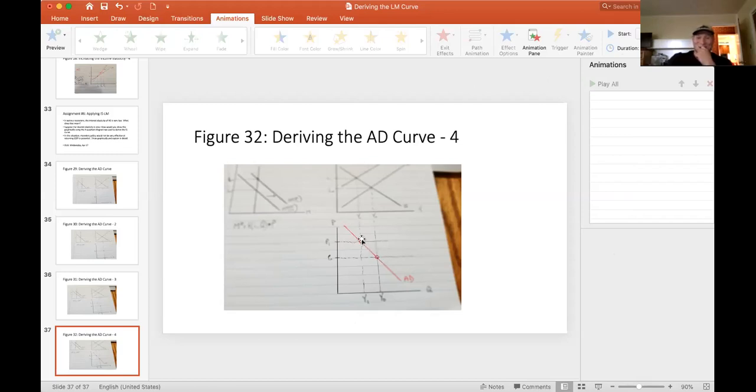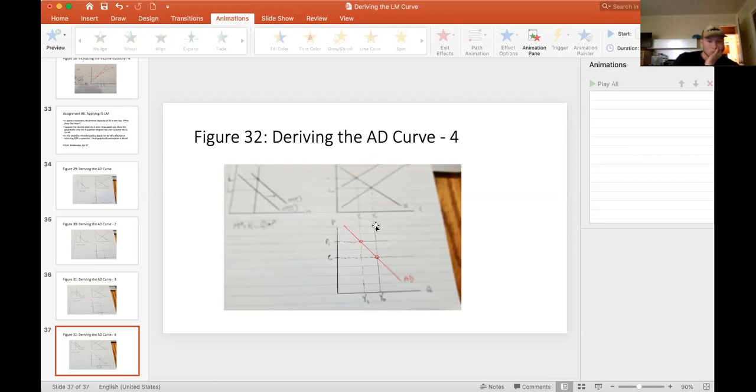Think about it. Every point on the aggregate demand curve comes from an intersection between IS and LM. IS and LM are themselves what kind of equation? They are equilibrium conditions, right? Every point on the LM curve shows where the money market is in equilibrium. Every point on the IS curve shows where the product market is in equilibrium. So what do we know about every point on the aggregate demand curve? It's where LM equals IS.